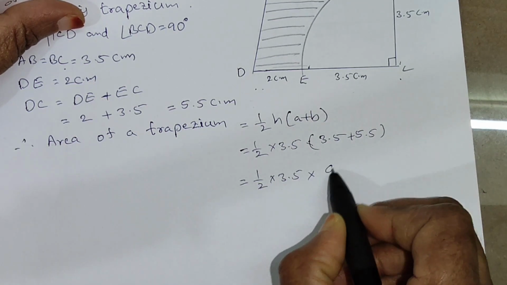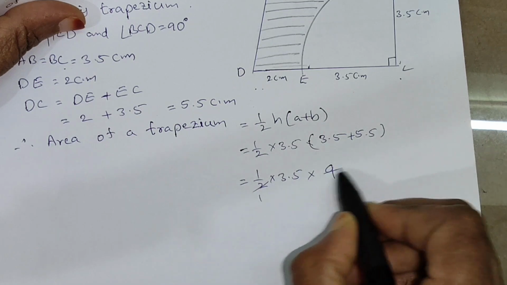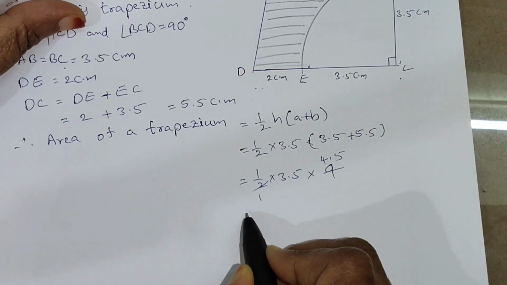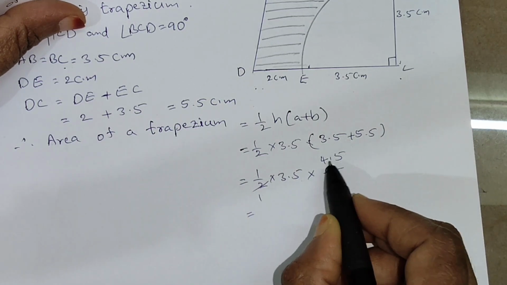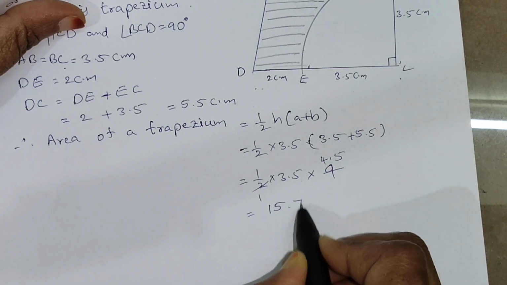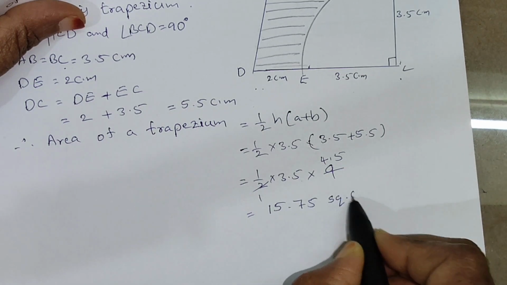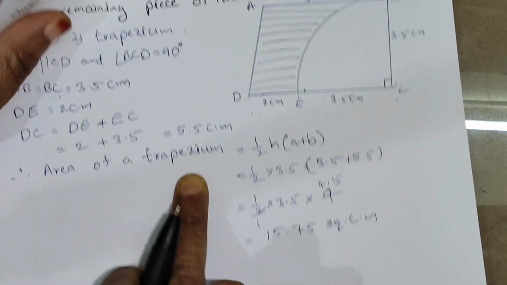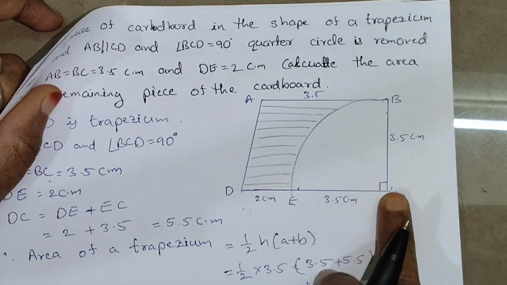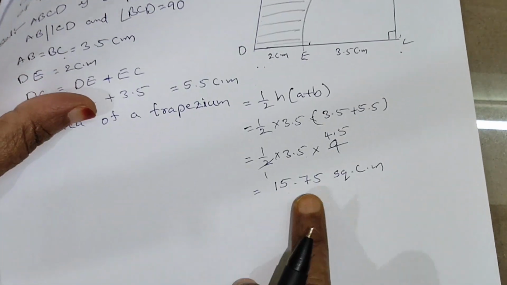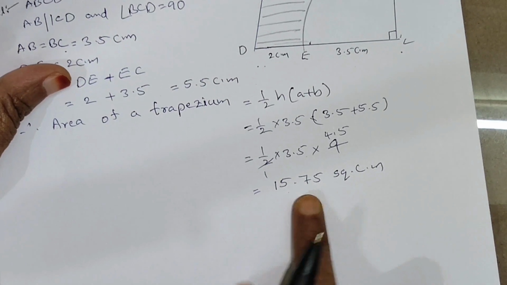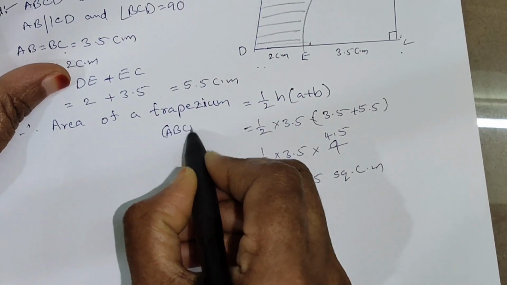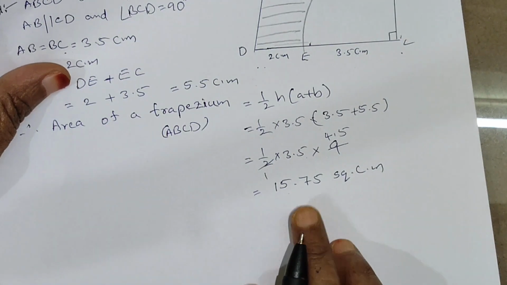Now 1/2 into 3.5 into, add these two, which means 9. 2 ones are 2, 4.5. So 3.5 into 4.5 is equal to 15.75. Multiply these two numbers, 15.75. So this is the area of the trapezium ABCD. Now the area of the trapezium is this one.